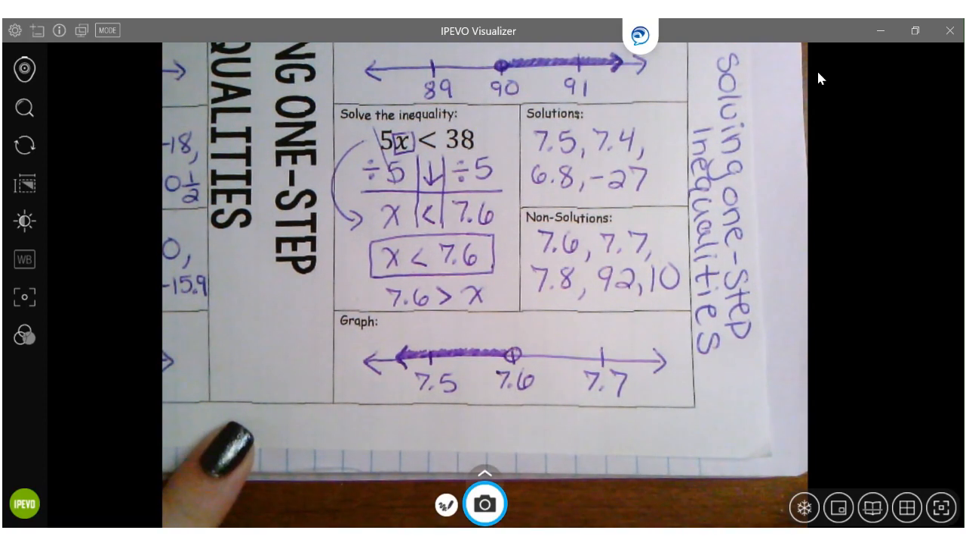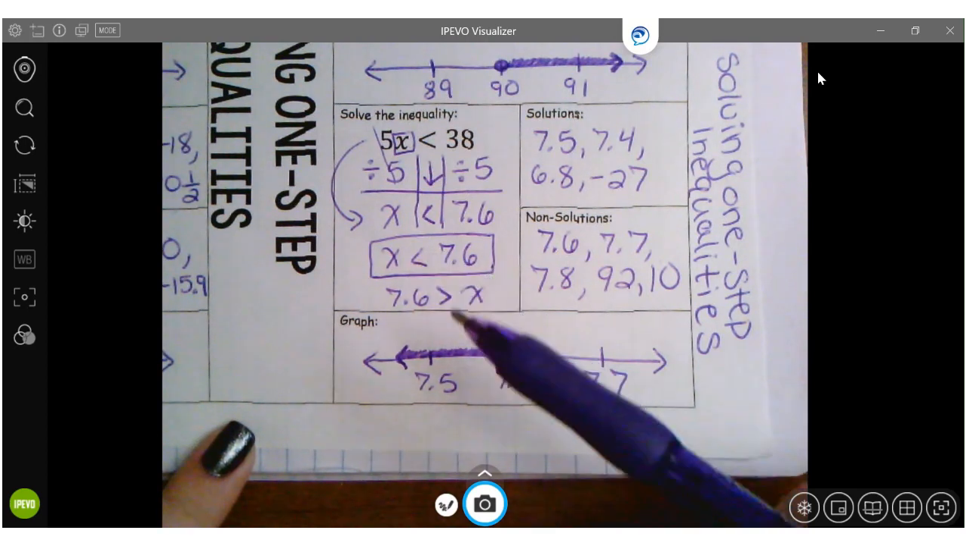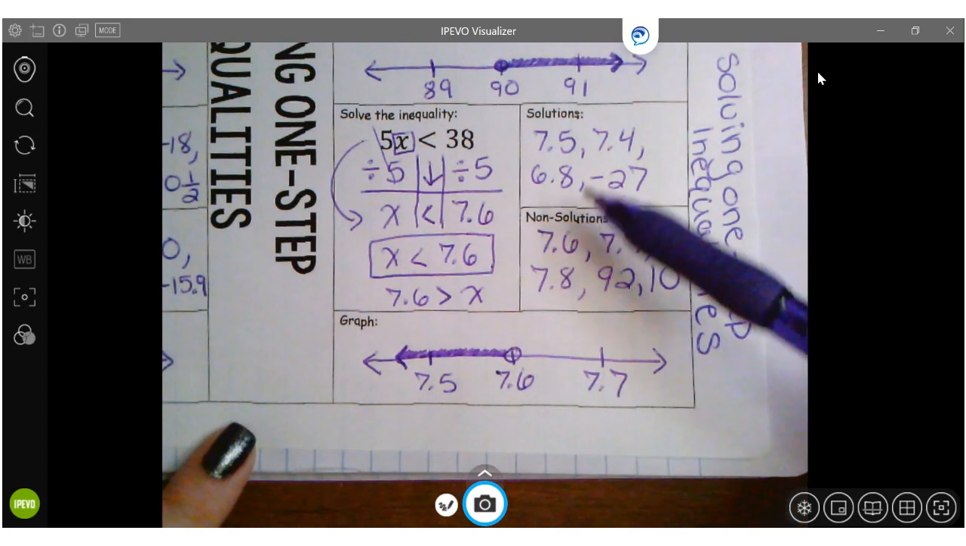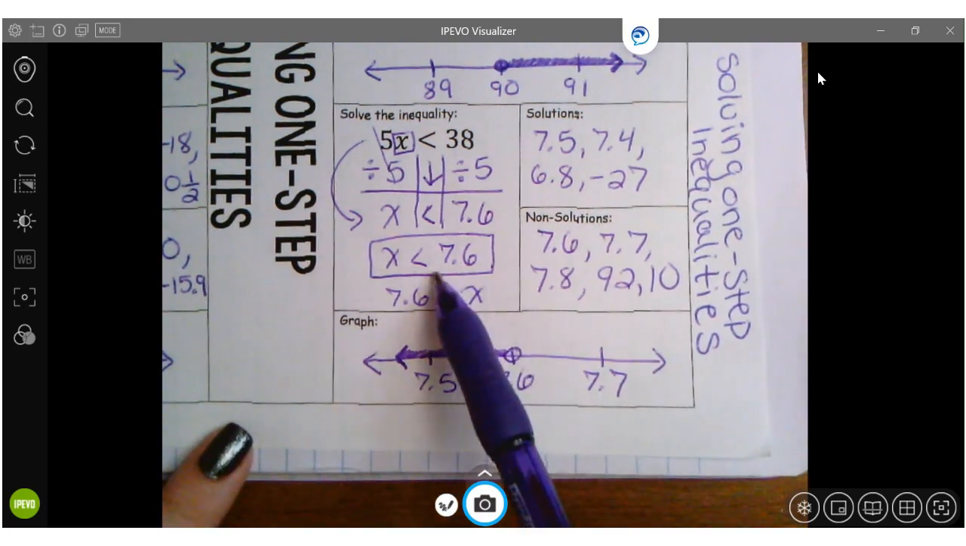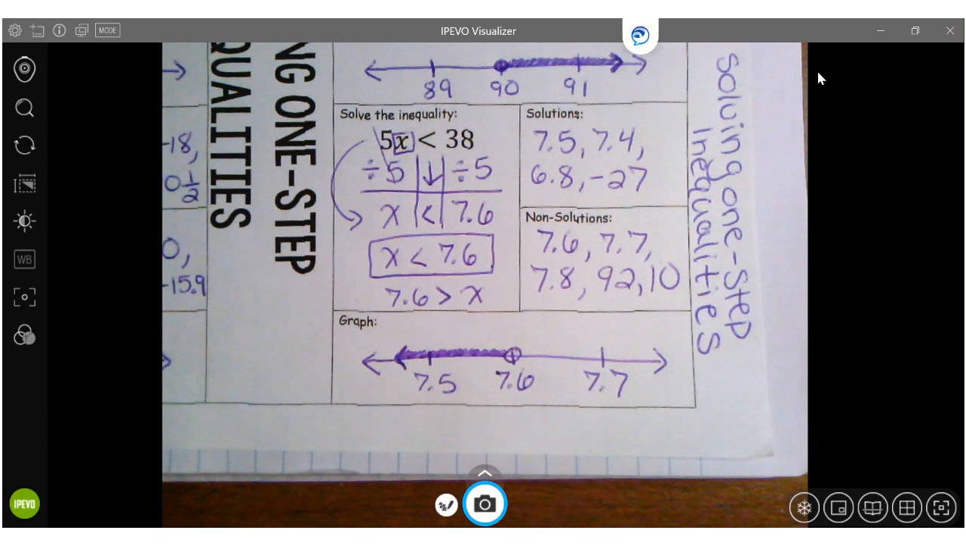They're non-solutions. And again, looking at my inequality symbol where my variable's on the left side, if I were to draw a line here, it would look like an arrow pointing to the left, which is what I have on my graph. So there are a couple of different ways to graph. You can look at solutions and non-solutions, or you can look at your inequality where your variable is on the left side to help you figure out which direction your arrow is going on your number line, or which side of the number line you're shading in.